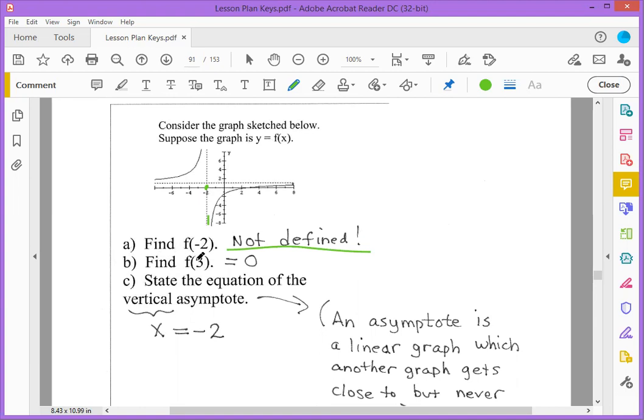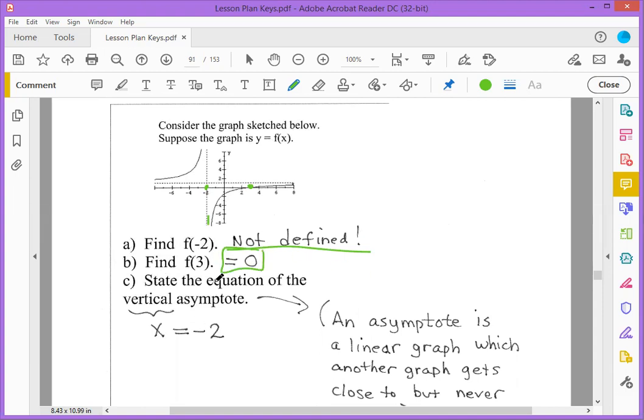Part B, find f of 3. Where is our graph when we're at 3 on the x-axis? This is 3 on the x-axis. Our graph is right here crossing the origin. So this point, f of 3 is going to be 0.